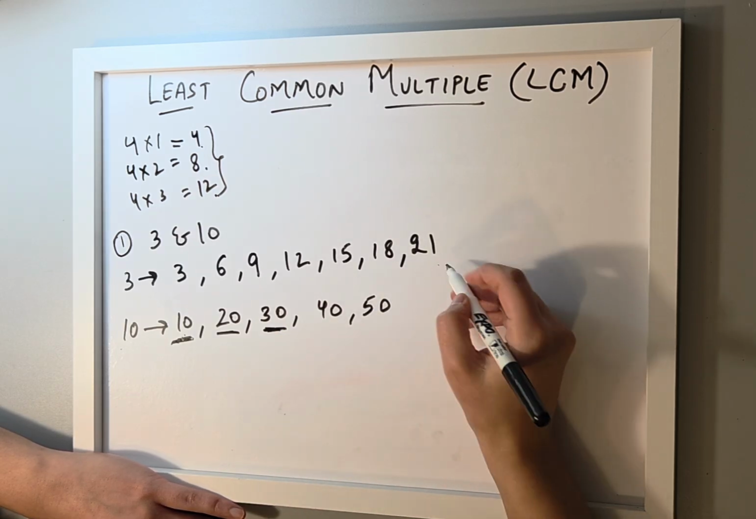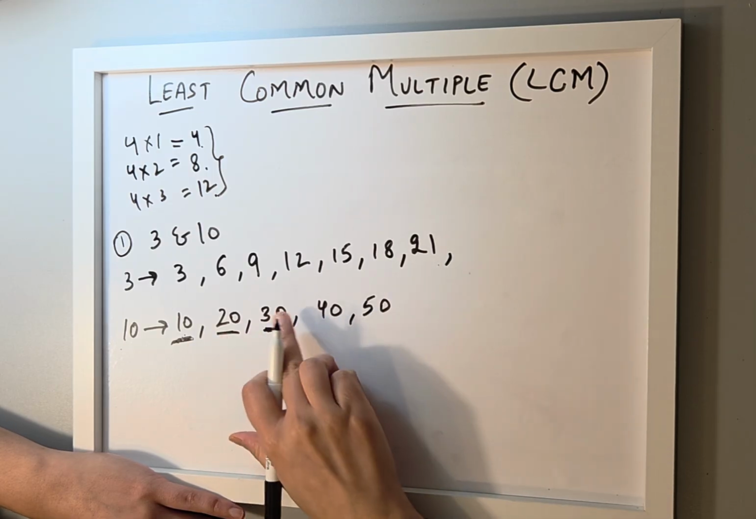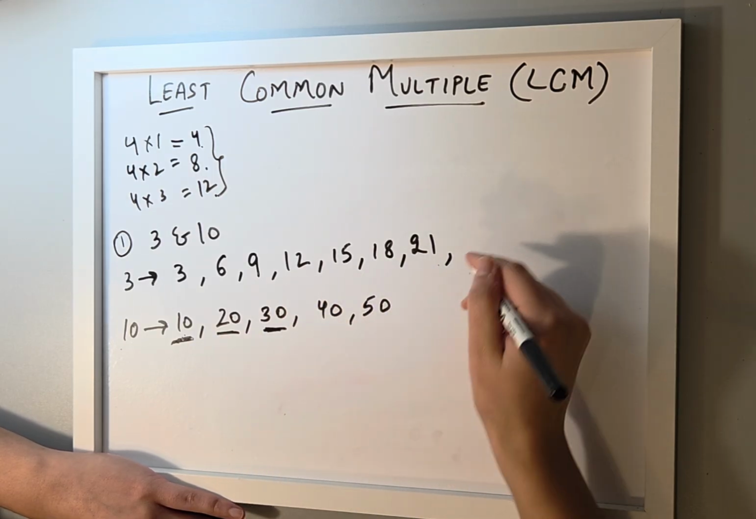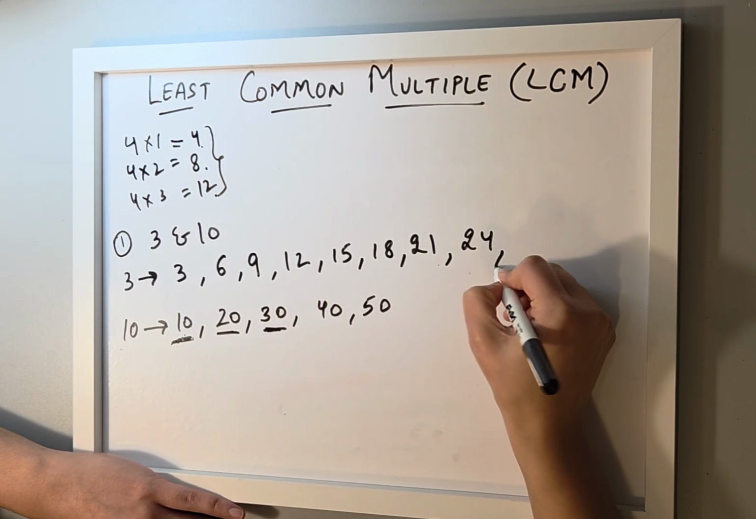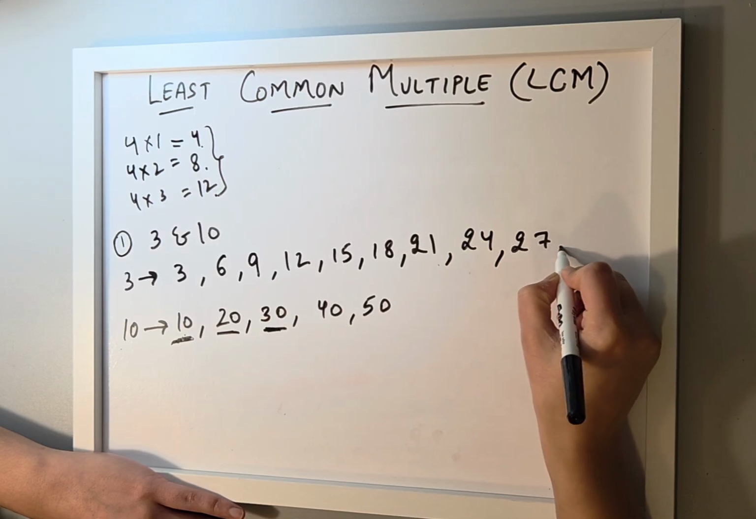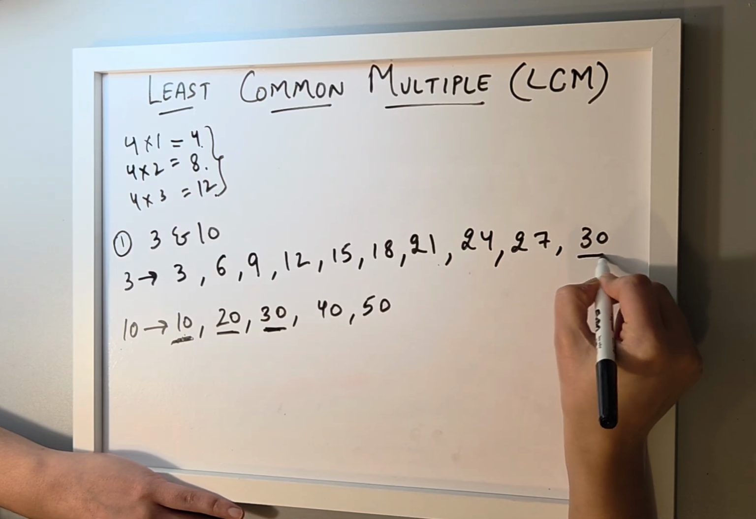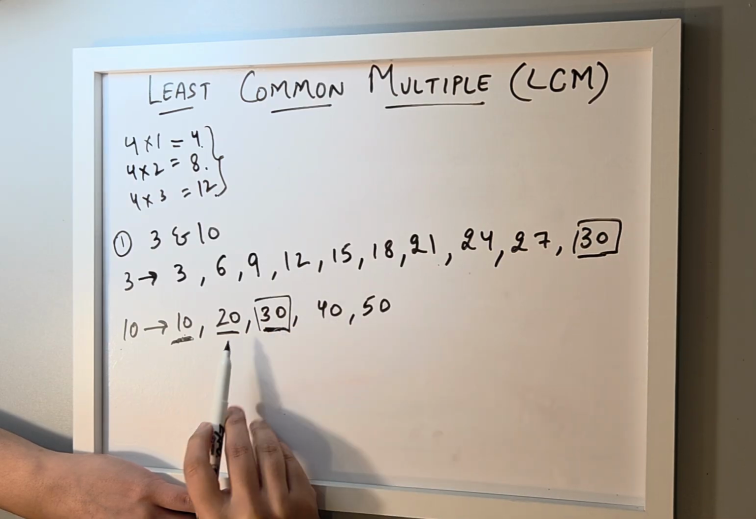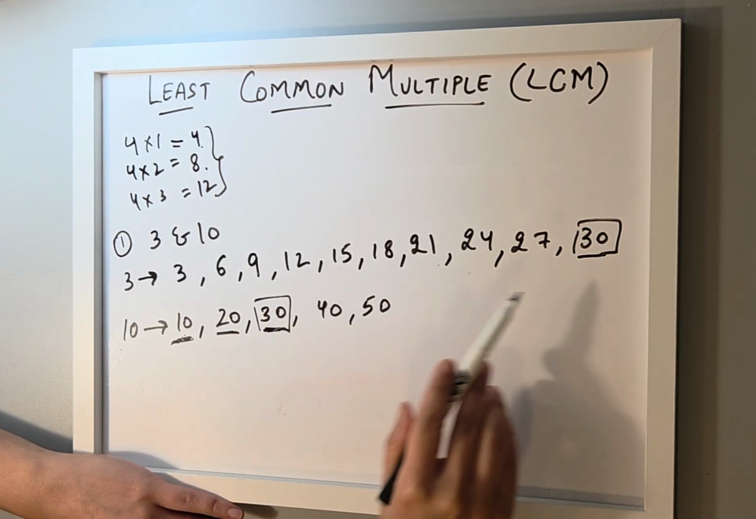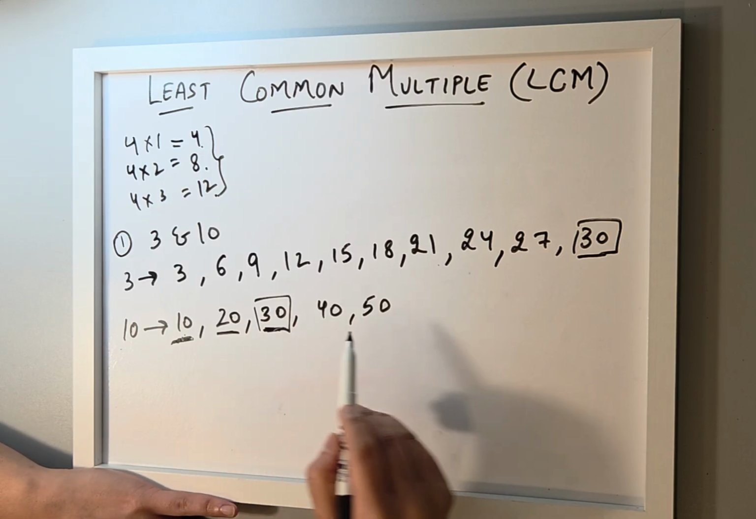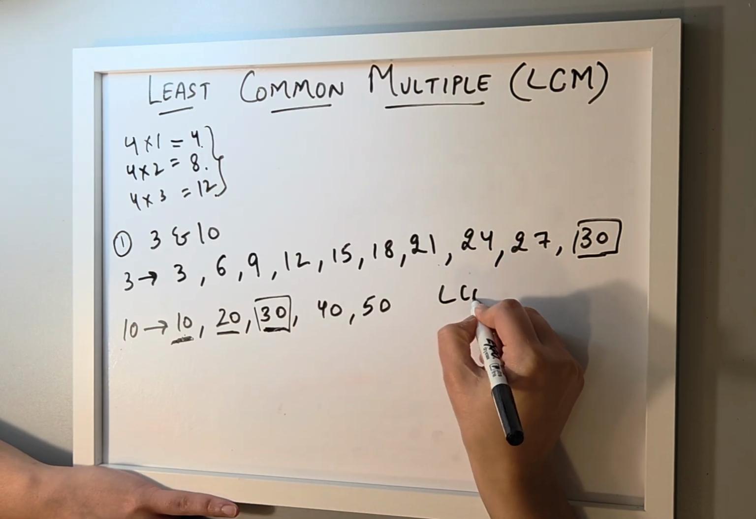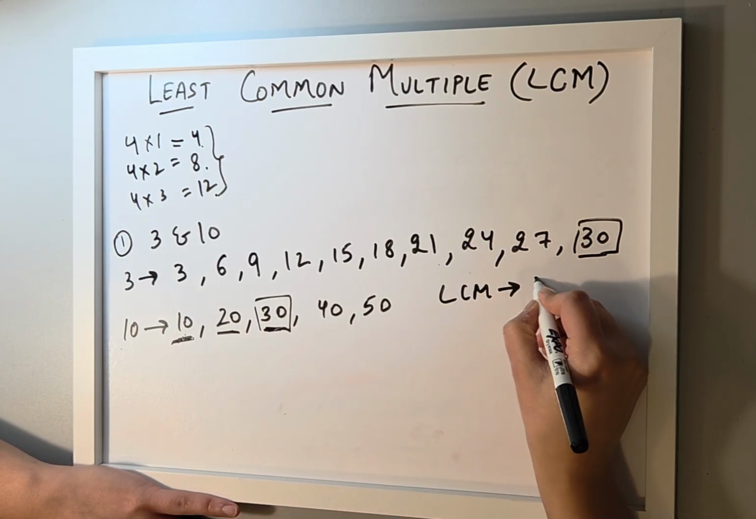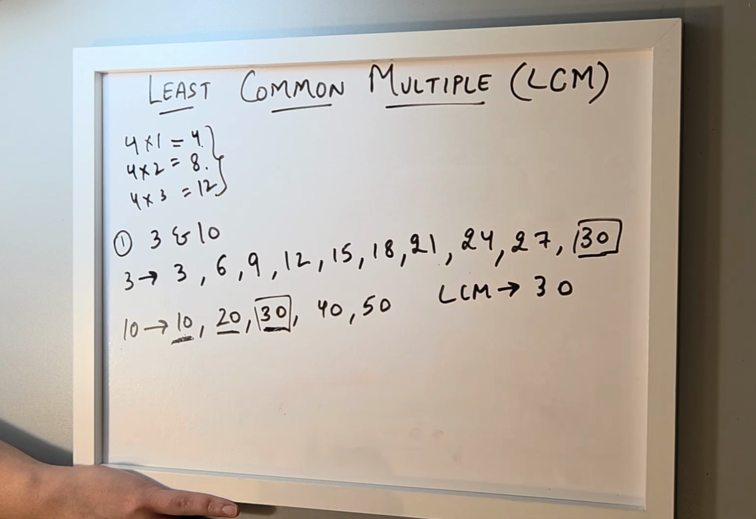So let's continue writing multiples of 3. It was 3 sevens are 21, then 3 eights are 24, then 3 nines are 27, and then 3 tens are 30. So we found 30. This is the first common multiple we've received for 3 and 10. So we can say the LCM is 30.